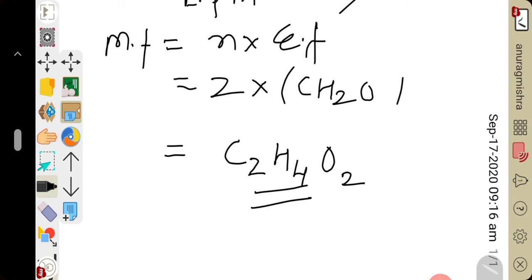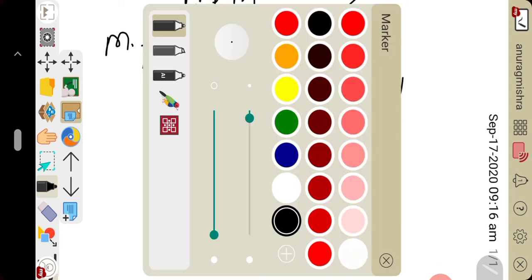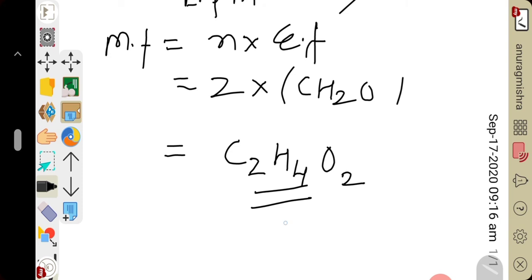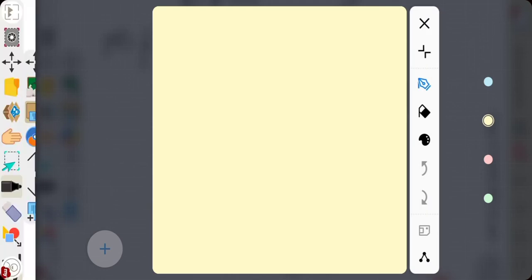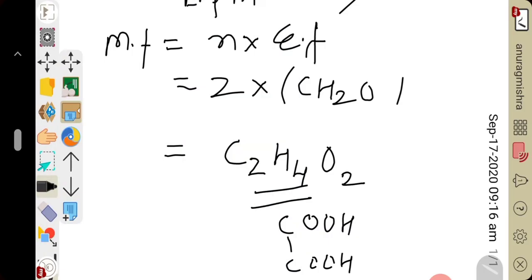C2H4O2. This compound is oxalic acid, right? COOH, oxalic acid. You can see C2. Sorry, not oxalic acid. It is not oxalic acid. Just a minute. Not oxalic acid. Okay, not oxalic acid. C2H4O2. Clear?